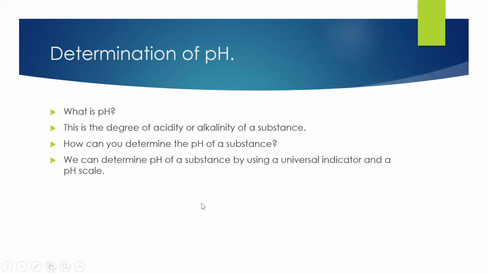So we can use the pH scale, pH meter, or we can even use the universal indicator. Remember when we're looking at indicators, we looked at litmus paper, methyl orange, and phenolphthalein. Those can only tell us if we are looking at an acid or an alkali, but they can't tell us the pH of a what? Of a substance. So in this case, we can use a universal indicator and a pH scale where you can have the pH meter to determine what level of pH that given substance has.